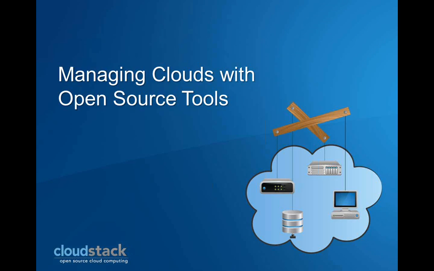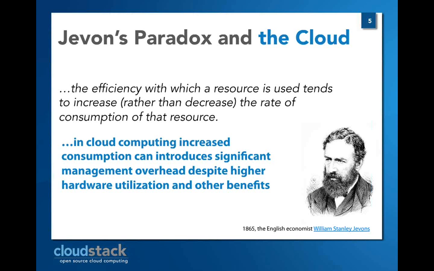The next segment of this presentation is about the tools we're seeing that allow you to manage an open source cloud. Let's walk through a bunch of those that we see very popularly used. But before I do, one of the things that is talked about in terms of cloud is Jevons paradox. It says that as you increase the efficiency with which a resource is used, this tends to increase, rather than decrease, the rate of consumption of that resource. In cloud computing parlance, as you increase consumption, it can significantly increase the management overhead, despite higher benefits of hardware utilization or other things.